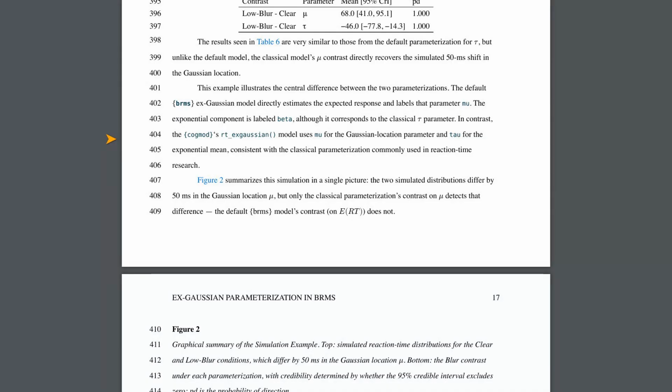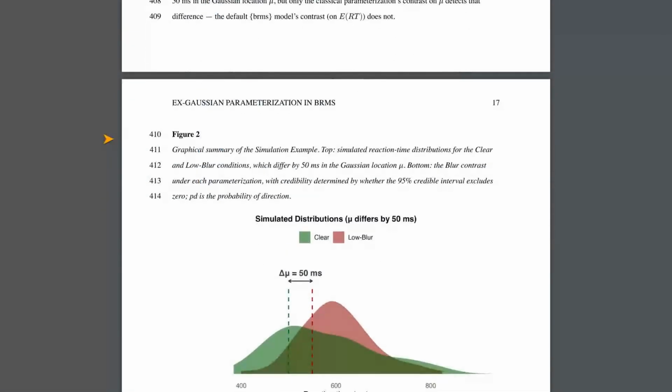More importantly, they found that one specific effect, the impact of how long a cue was shown, which the original study attributed to a change in normal processing speed, was actually due to a shortening of the slow tail. This means that by not using the classical parameterization, the original researchers might have misinterpreted which part of the cognitive process was affected by the experimental manipulation. It is a subtle but important difference. It highlights how crucial it is to understand exactly what your model's parameters are measuring.